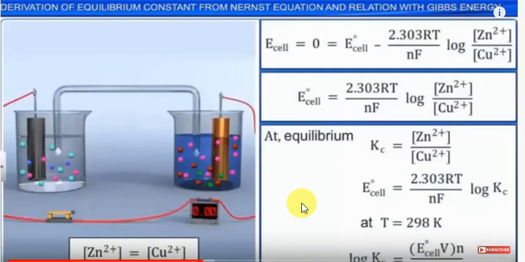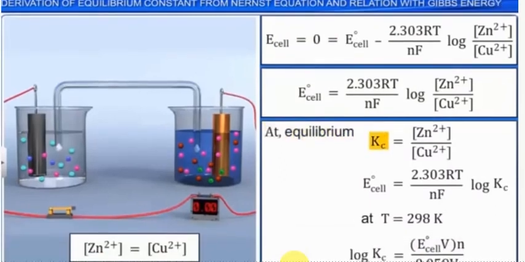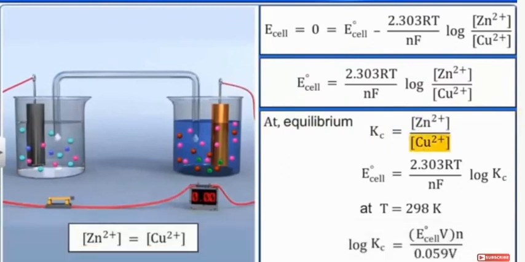For this situation, the Nernst equation can be written as shown here. However, at equilibrium, the constant Kc is equal to the concentration of zinc 2 ions over the concentration of copper 2 ions. Substituting the values of R and F and of T as 298 Kelvin, we get the equation for the equilibrium constant Kc as shown here.